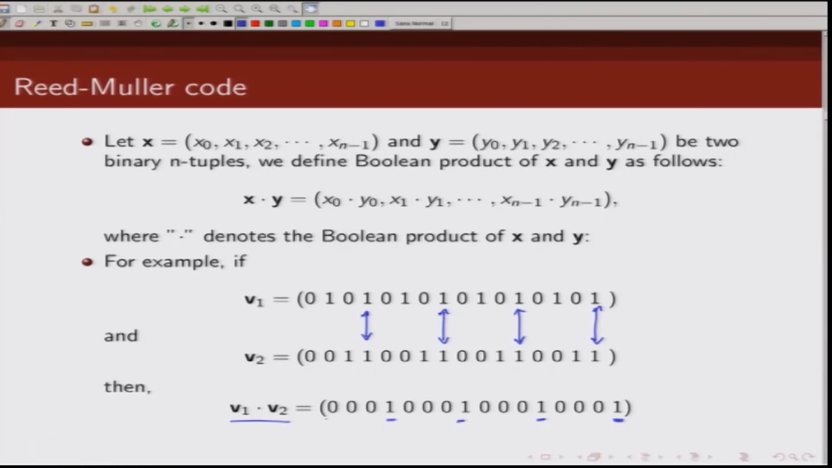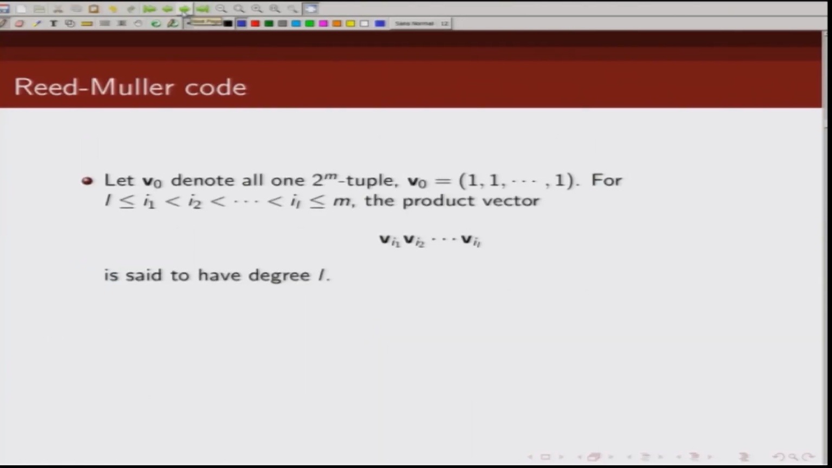All other times it is 0. This is 0 for all other times. Okay. So, this is how we define the Boolean product. We also define an all 1 tuple. So, this V naught is basically all ones of length 2 raised to power m.